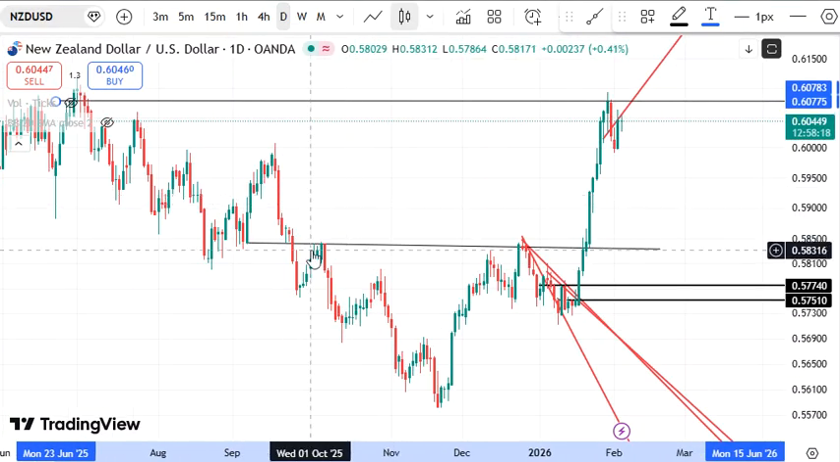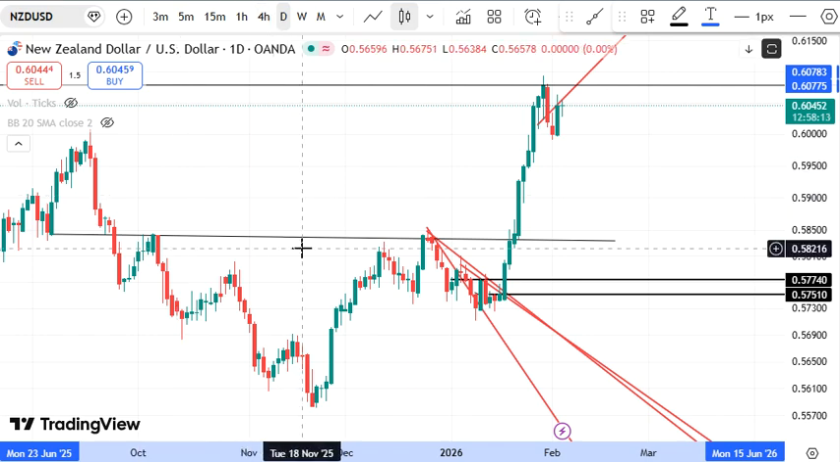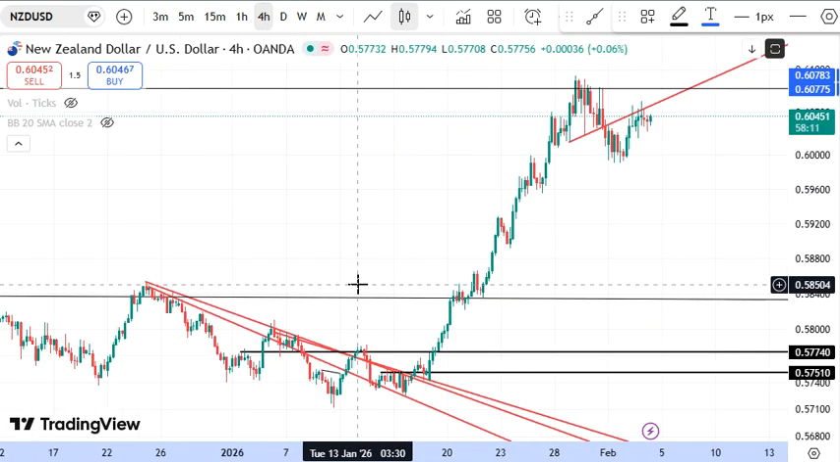Let's go into the daily time frame. This is our head and shoulder pattern, and on the 4 hourly time frame, there is also another head and shoulder pattern.